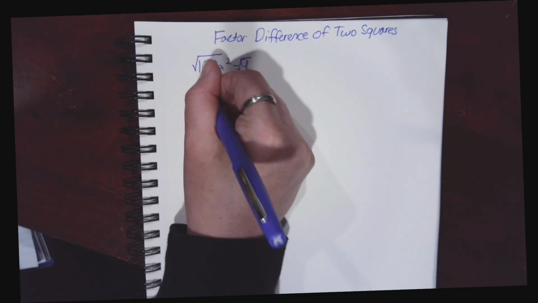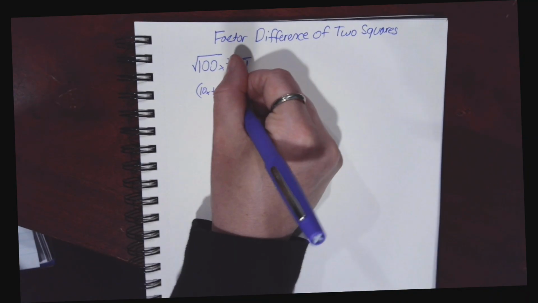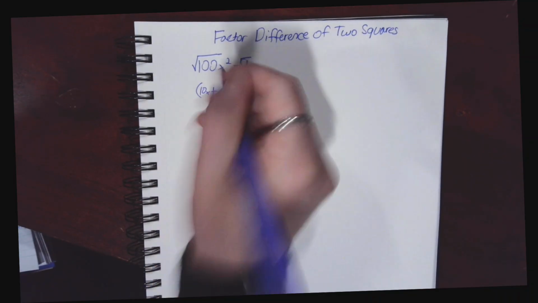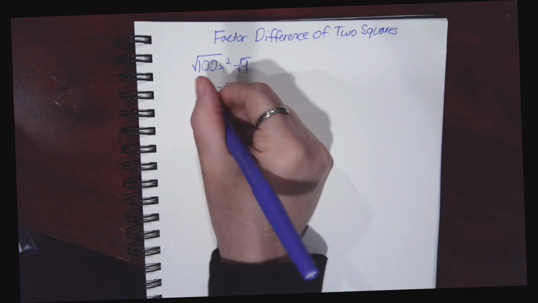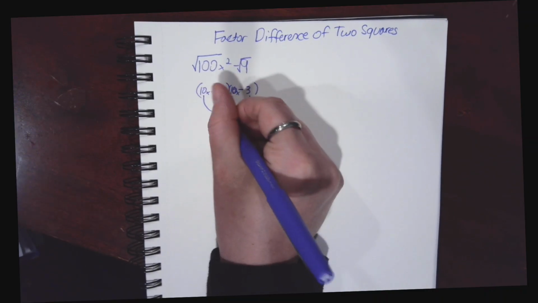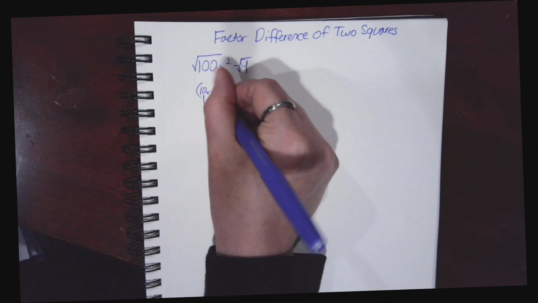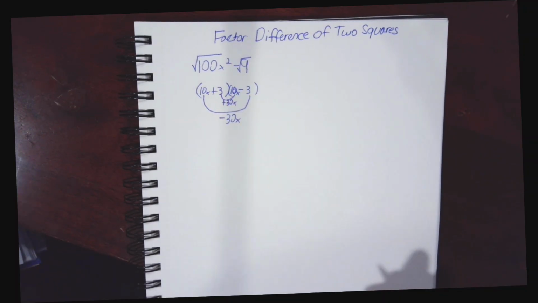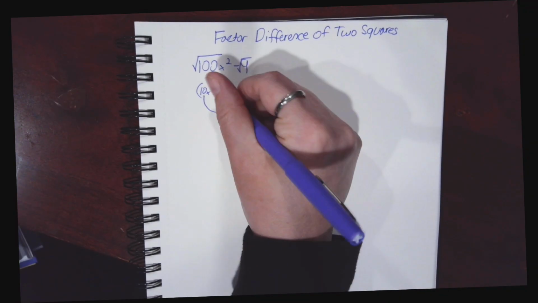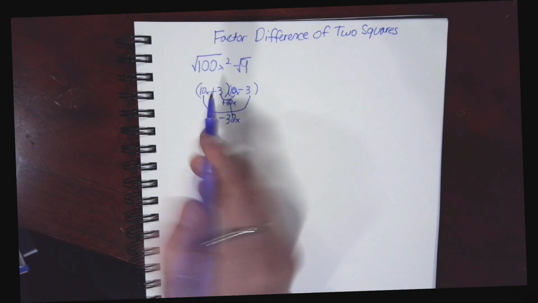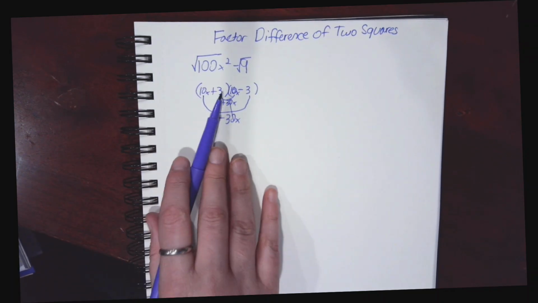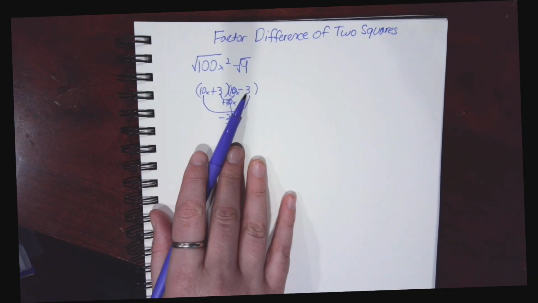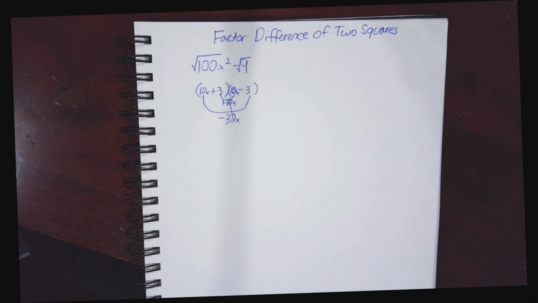So this would give me 10x, and the square root of 9 is 3. Okay? So how do I not have a middle term? Well, let's look at this. If I look here, I have negative 30x. If I look here, I have a positive 30x. What happens to a negative 30x and a positive 30x? They cancel each other out. So I would just have 10x times 10x, which gives me 100x squared. And then 3 times positive 3 times a negative 3, which would give me that negative 9.